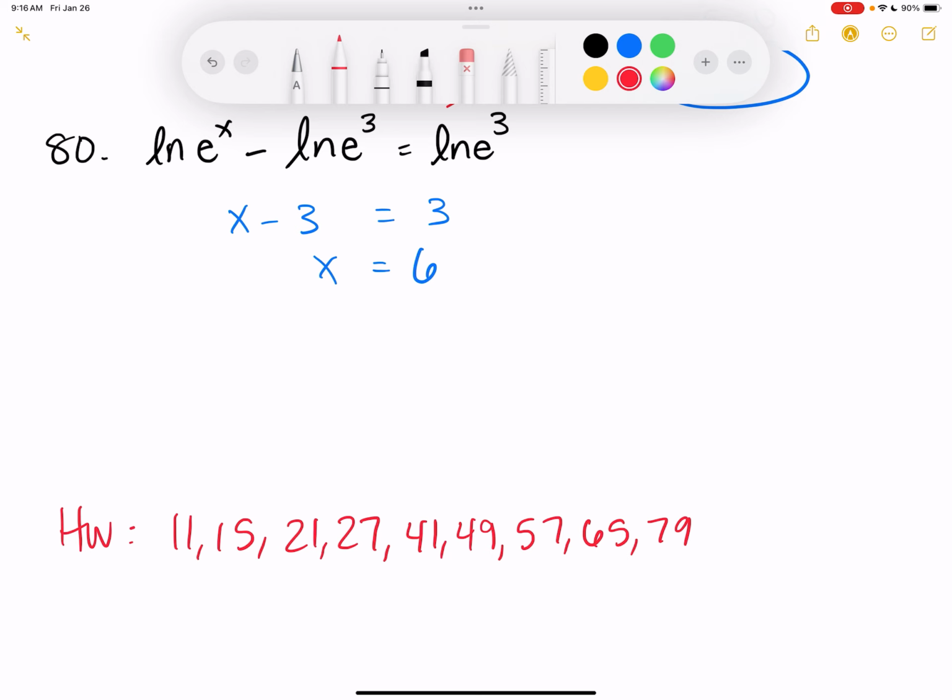Alright, those are your problems. I'll give you time on Monday to do them so you can just enjoy a weekend off of math. And there's no notes for 4.6.